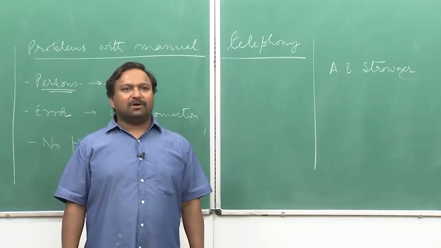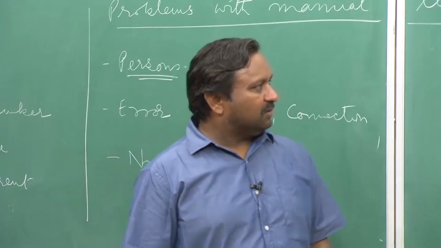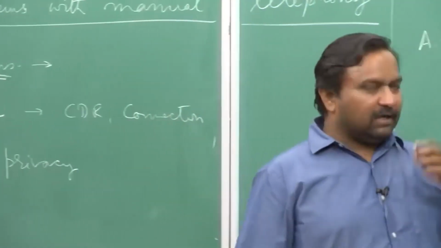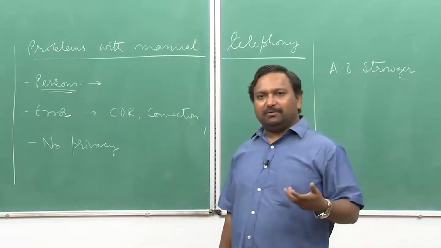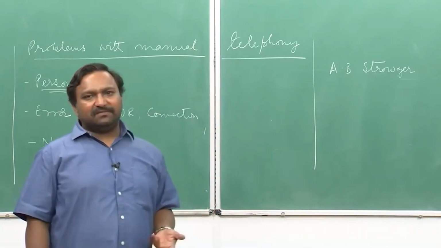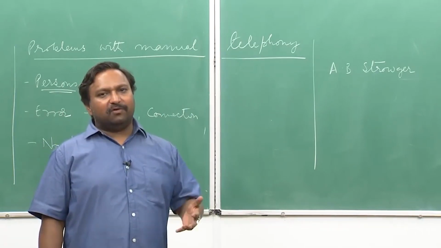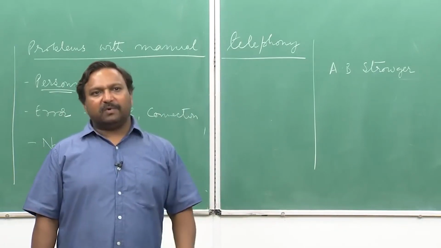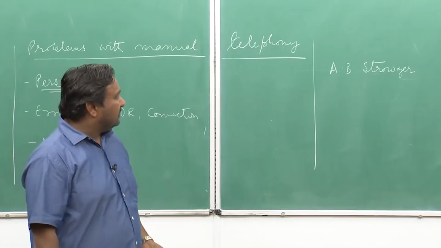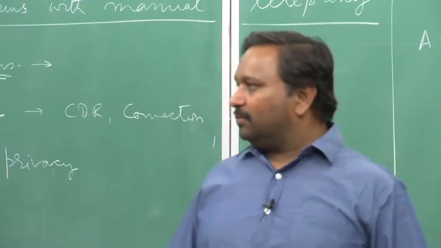So, that was the first automatic exchange which came into the picture. In the next lecture we will look into this Strowger exchange, how Strowger built it, and also look into how things fundamentally evolved from Strowger to the crossbar. So, I will continue in the next lecture.